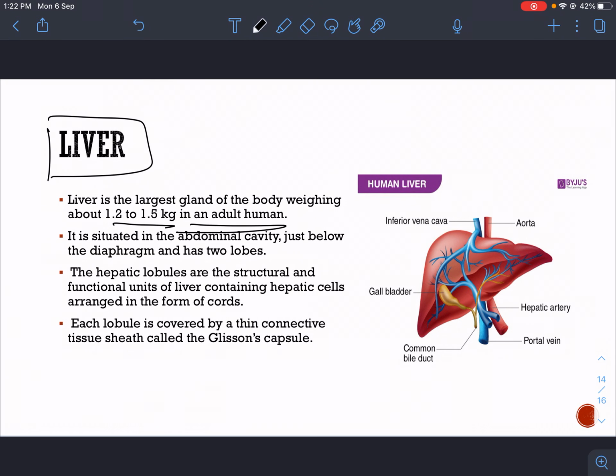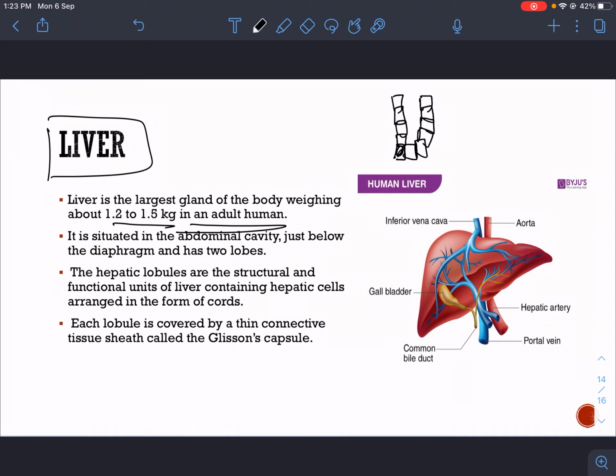The hepatic lobules are the structural and functional unit of the liver. The left and the right lobules are the basic units which function, and they have hepatic cells within them, and these cells are arranged in the form of cords. For example, if this is a hepatic cell, they might be arranged somewhat like this in the form of cords. Not exactly like this, but by cord I mean this kind of structure.